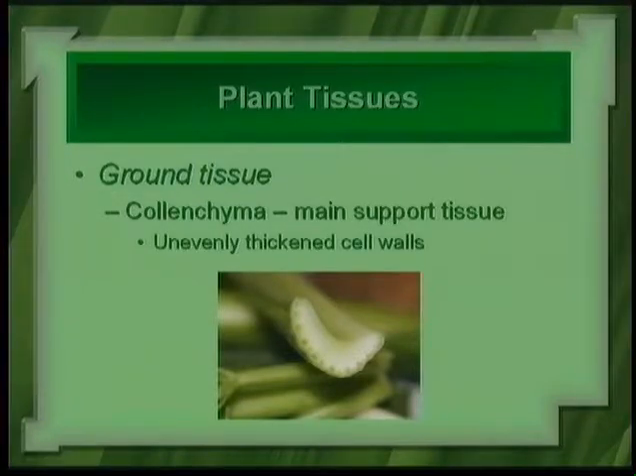And the stringy stuff that you have in there, that's actually collenchyma cells. They tend to be long and skinny and stringy. So collenchyma is a second kind of ground tissue that we see in some plants. Now another type is called sclerenchyma, and sclerenchyma also functions in support as well.